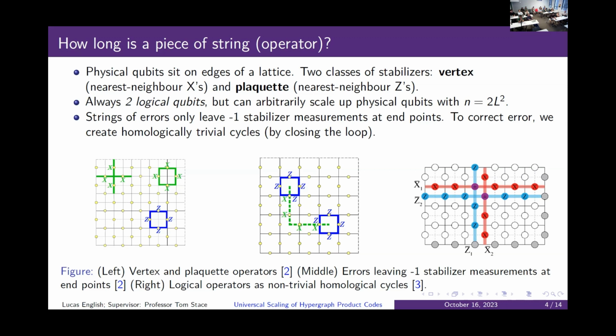So our logical operators for a toric code wrap around the torus, around this way or this way. And the trivial errors that don't affect the code space are just little strings that sit on the torus.